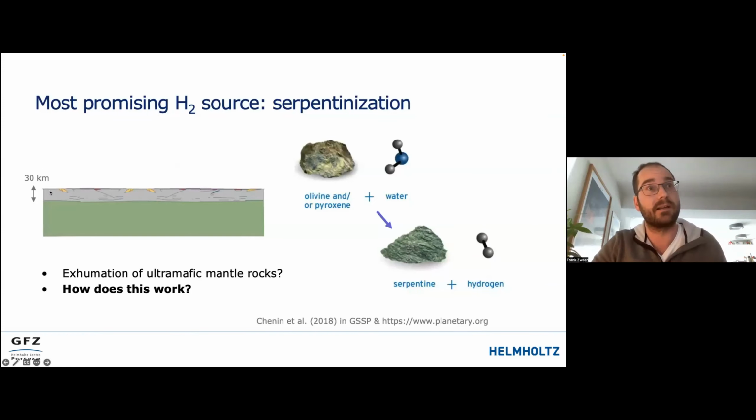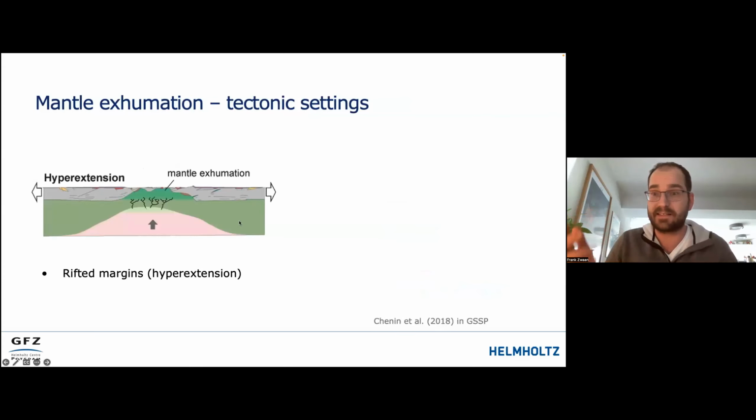And if you look at a cross section of the Earth, this mantle rock is often at something like 30 kilometers below the crust. So how do we do that? And in the last talk, we already saw that we can simply start a rift, and we can start to hyperextend margins and get this mantle close to the surface where it can react with water and produce lots of hydrogen. But there is another way as well.